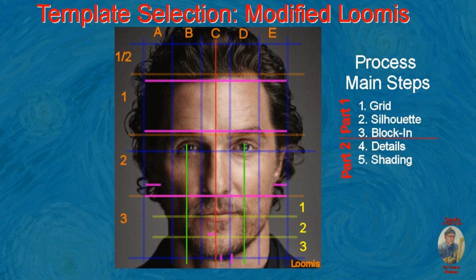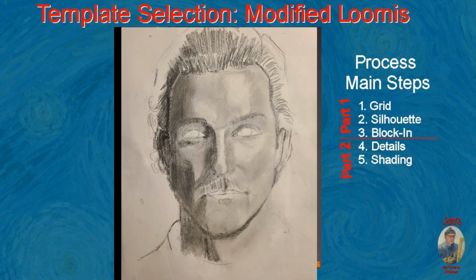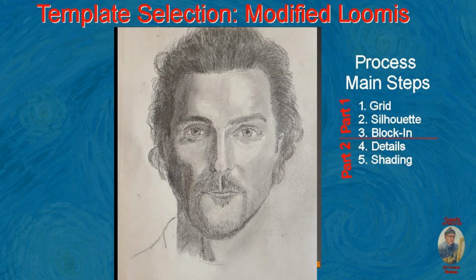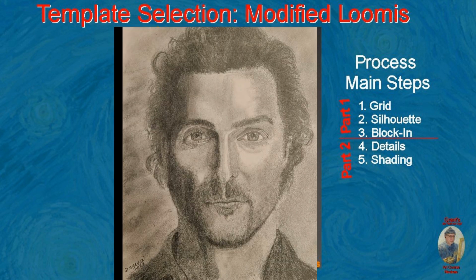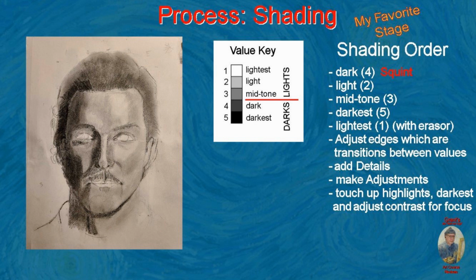In part 1, we made a grid, a silhouette, and a blocking. Now it's on to part 2, details and shading, and this is what it looks like. For the shading, we're going to use a 5-value system, which means that we have 5 different darknesses from the lightest to the darkest. We're going to use the squint method to find out where our dark and darkest are, and then we're going to shade them in, and then find the light and shade that, and midtones, and then the darkest, and then the lightest.